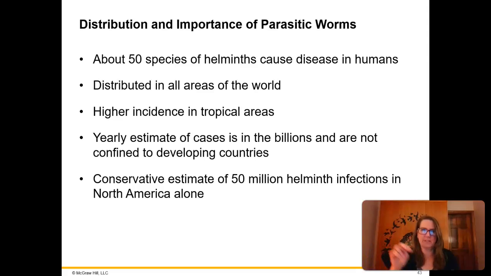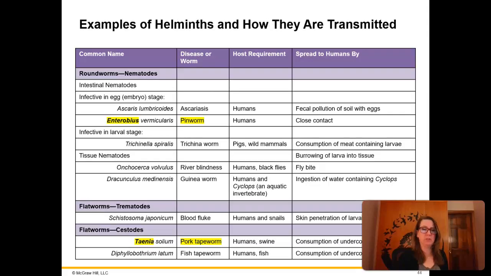Okay, lastly, parasitic worms. Helminths is the common term just for worms. And we have two major groups of worms we're going to talk about. And these worms do better in tropical environments, with little seasonal effect to kill off populations, as well as warm temperatures and high humidity. So big thing. A conservative estimate is 50 million helminth infections in North America alone. So you may ask yourself, oh my Lord, where is that coming from? A big one is pinworm in children. It's a very common childhood infection of what we call roundworms or nematodes.